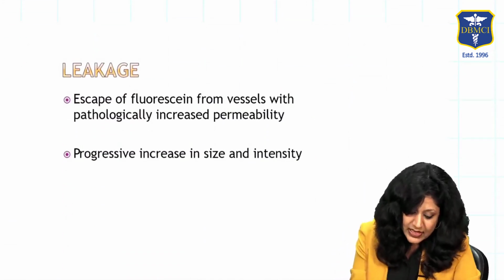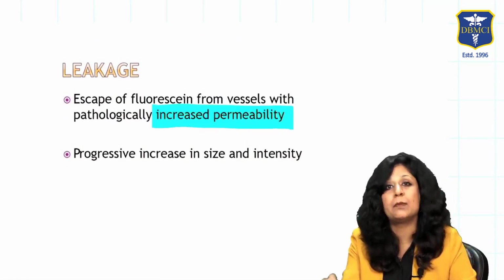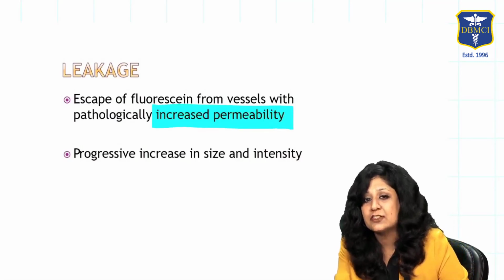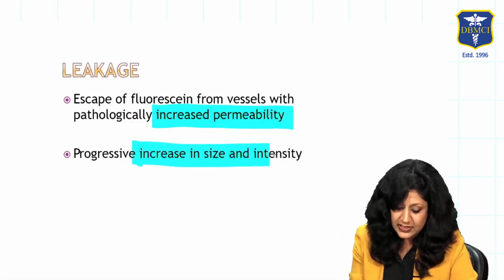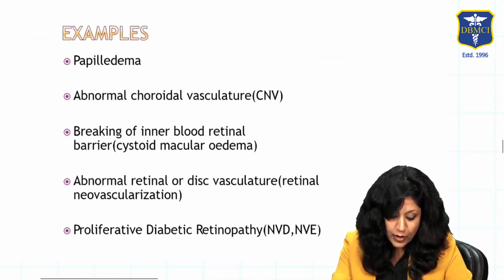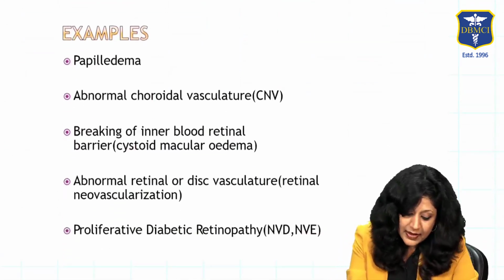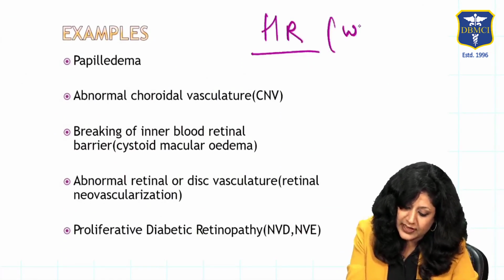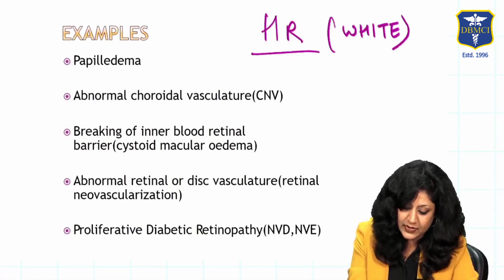More leakage means there can be leakage due to increased vascular permeability. So whenever there is inflammation, due to inflammation, there is increased vascular permeability. So there will be increase in size as well as intensity of that area, right? For example, there will be hyperfluorescent areas or the white areas, right?